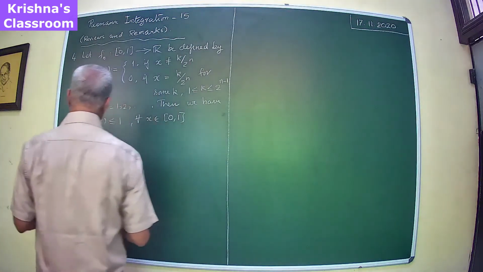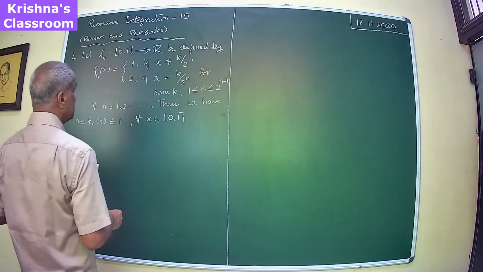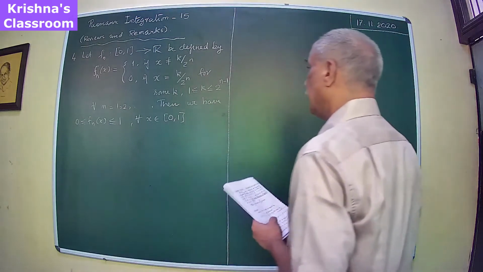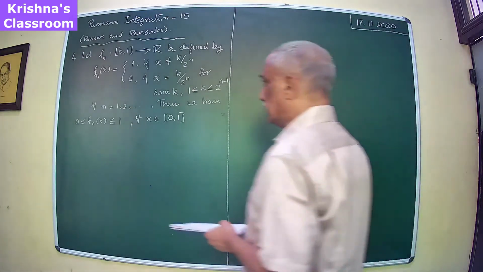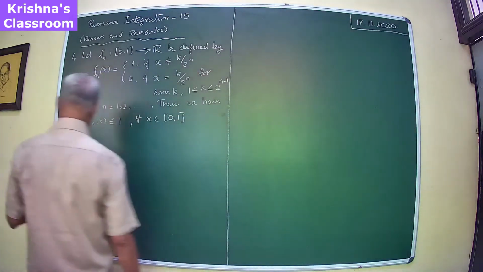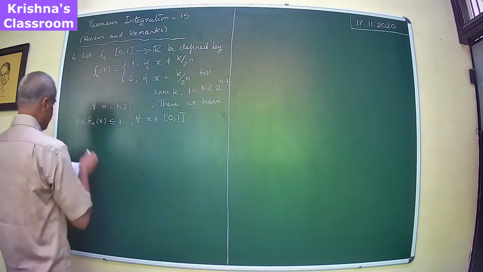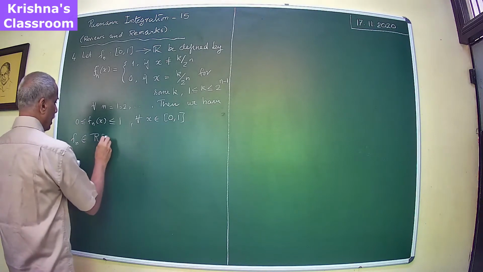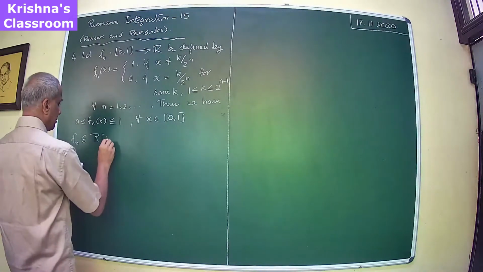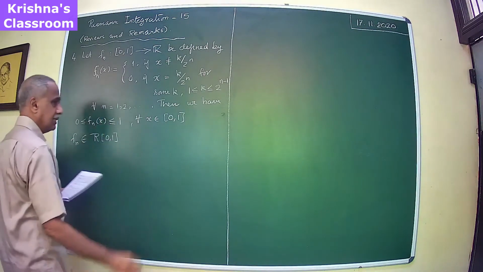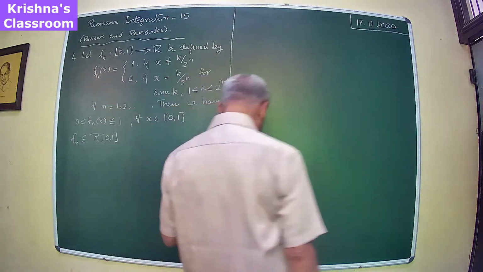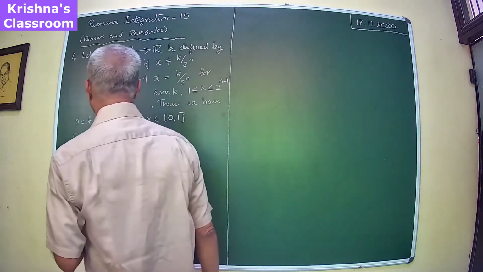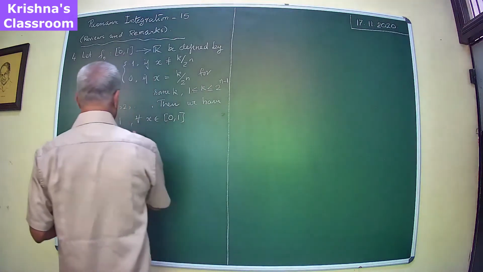It's a bounded sequence of functions. Secondly, since there are only finitely many discontinuities for each n, we see that F_n belongs to R_0. It's Riemann integrable on the interval [0,1]. Now we look at the limit of this. What is the limit of F_n?